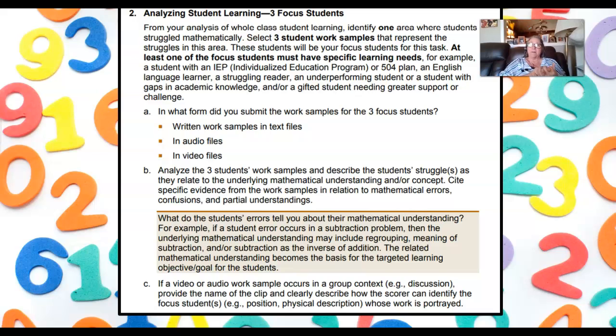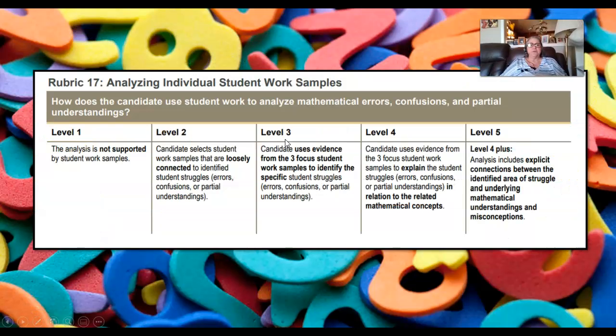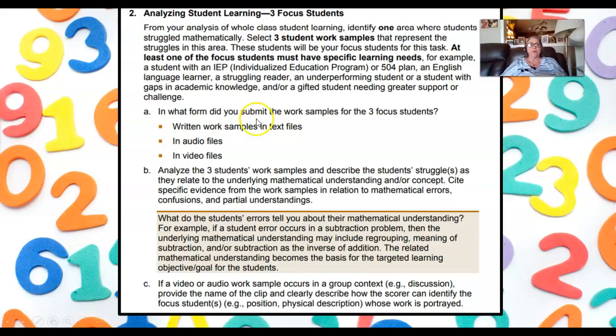Maybe they have academic gaps because they've been going to a different school, or they missed several days from being sick. There's lots of reasons. It can even be a gifted student that needs greater challenge. And then you're going to submit the work samples, like I showed you before.